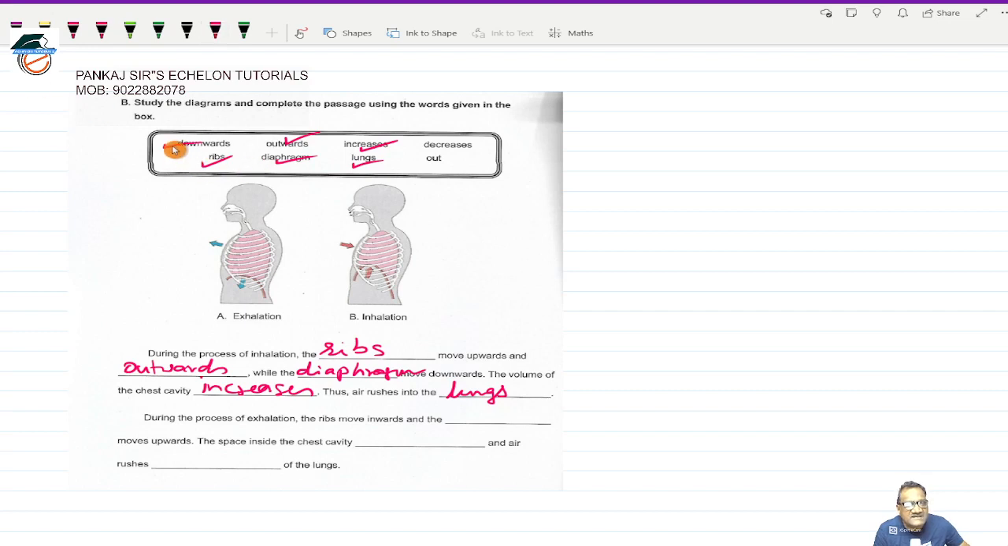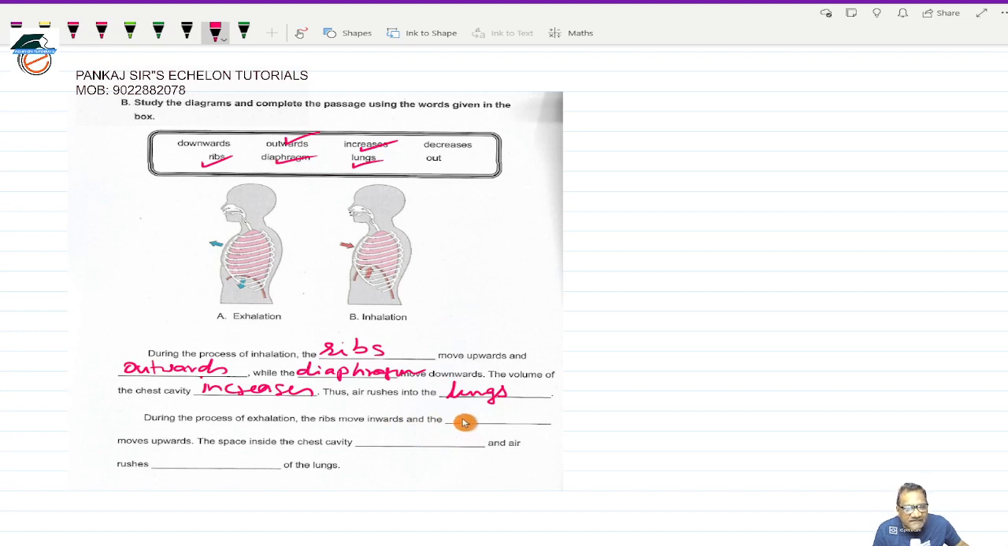Let me cancel this downwards right now. During the process of exhalation, what happens is the ribs move inwards, and the diaphragm moves upward. Now what will move upward? Ribs. Okay, the ribs move inward and the diaphragm moves upward.